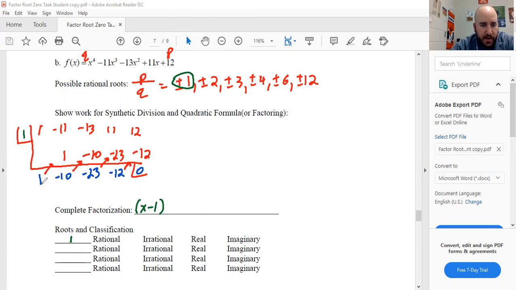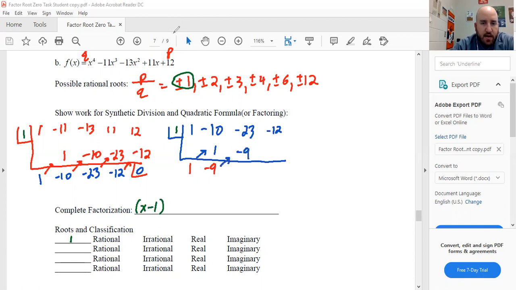Again, label it if you need to, but this is only the first time. This is still x cubed, so I've got to keep going with the numbers I got: negative 10, negative 23, negative 12. Box. We'll try positive 1 again, just to make sure it doesn't work, because it might. All right, 1 drops. Red 1 times green 1 is 1. Negative 10 and 1 is negative 9. Negative 9 times green 1 is negative 9. Negative 23 and negative 9 is negative 32.